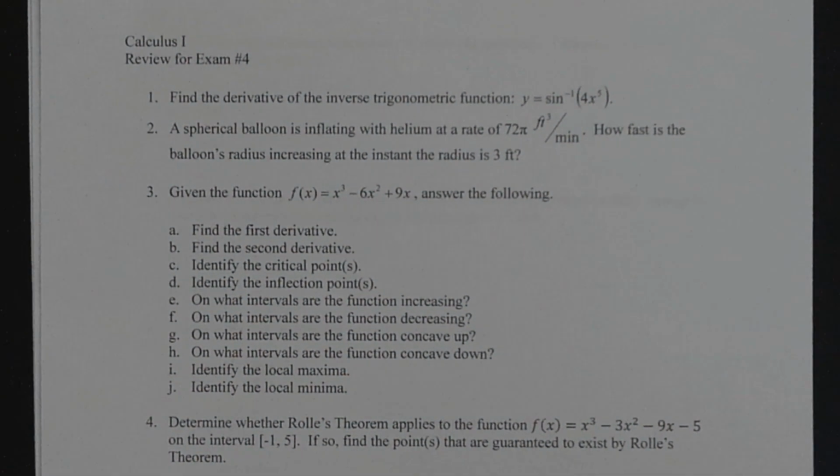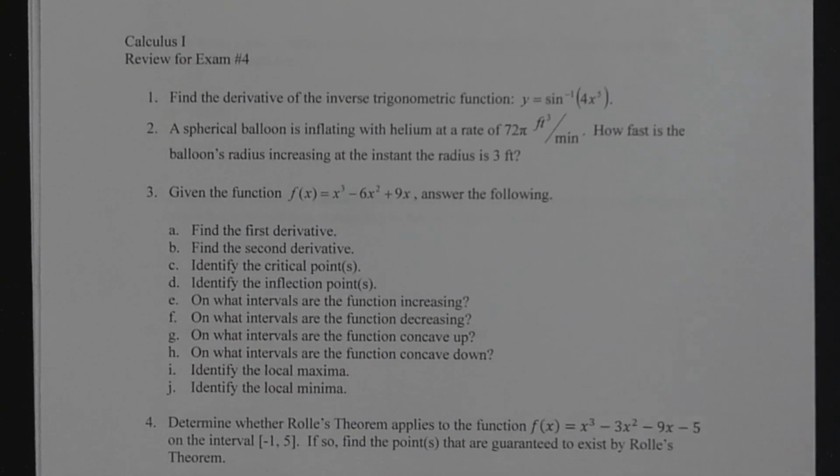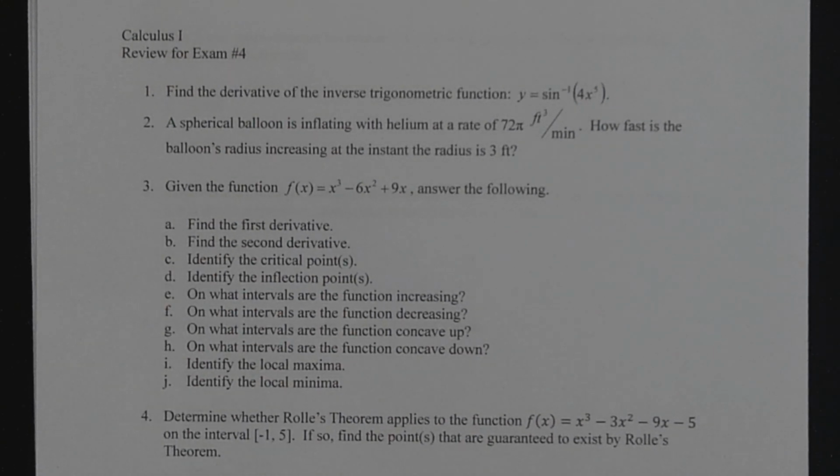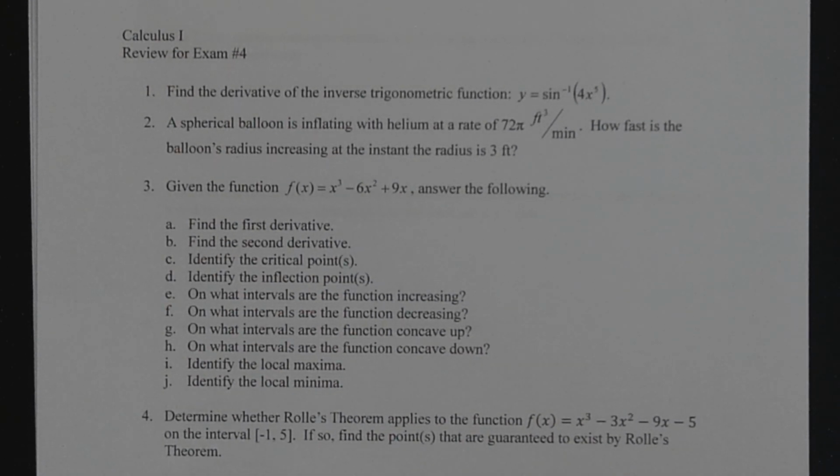All right, number 2 is from section 3.11, dealing with related rates. And that's this: a spherical balloon is inflating with helium at a rate of 72 pi.